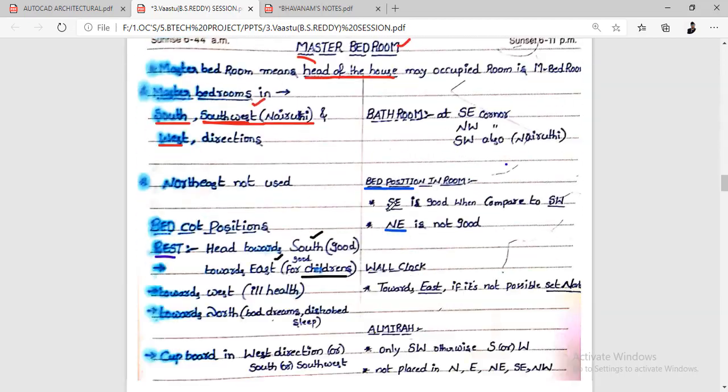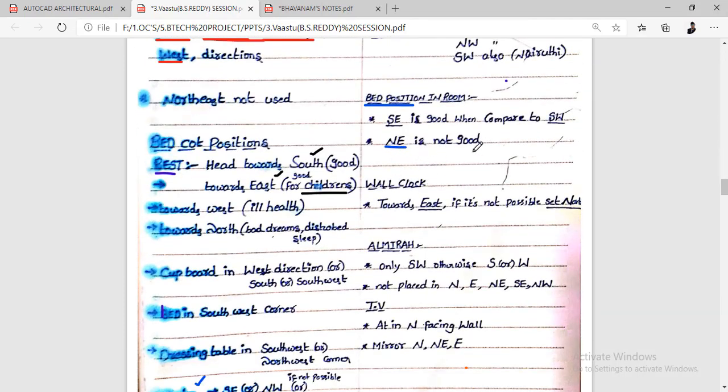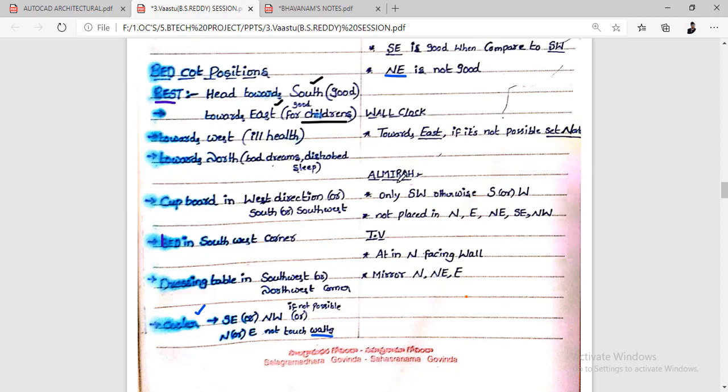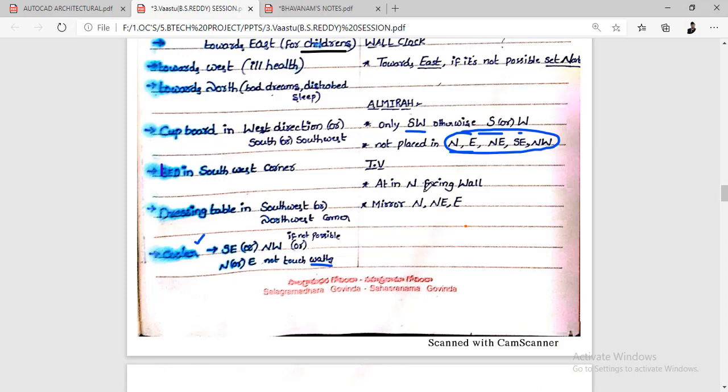And coming to here, one minute. Yeah, north and east is not good. And coming to here, almirahs. Almirahs also go in the southwest or south and west, and are not placed in the north. These things you shouldn't place there. And the TV also on the north facing wall. Okay, and the mirror is also north, northeast and east.